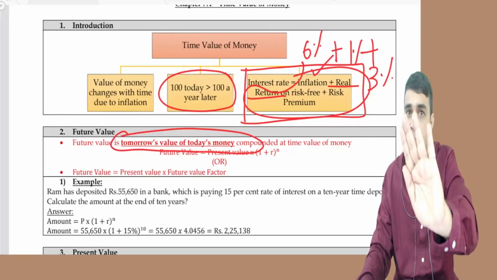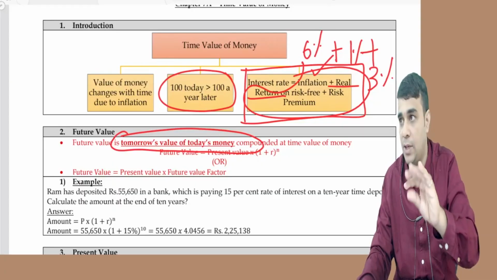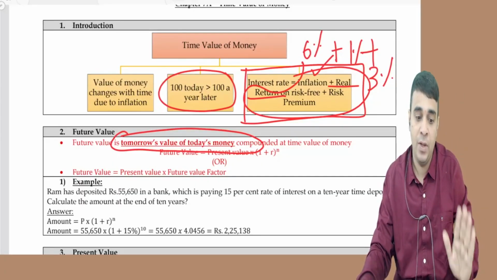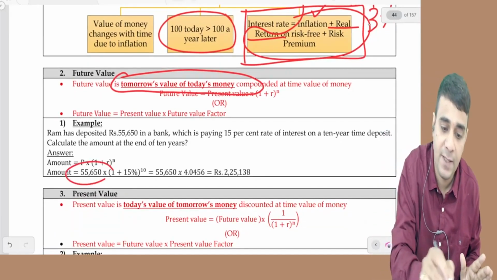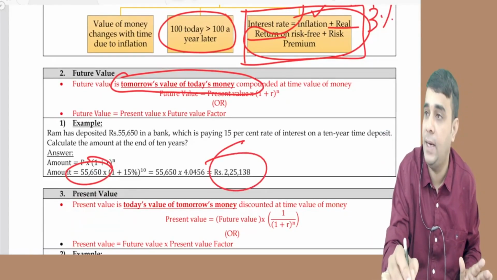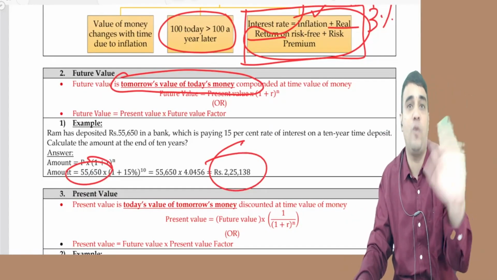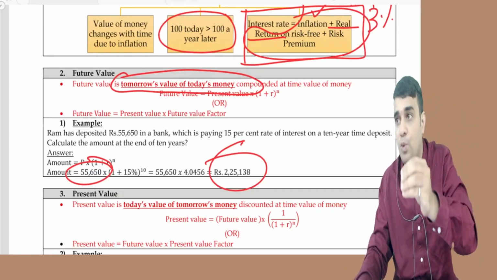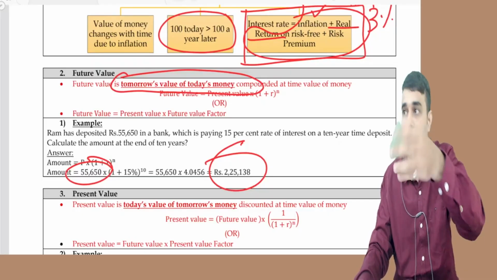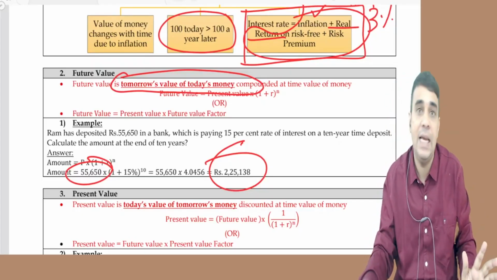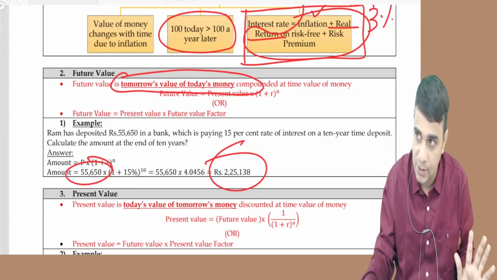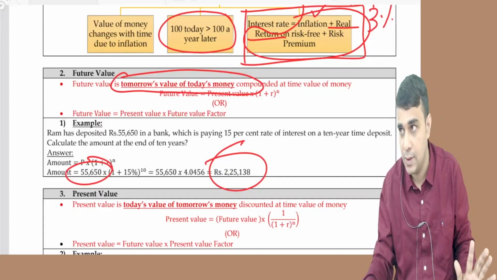Value means the normal number. Worth means what is the worth of that, because value and worth are used interchangeably, but the concept is very simple. If you are investing 55,650, it will become 225, but the worth is not 225. Worth is going to be very less because of inflation. Able to understand the concept? Any doubts till this? Clear?